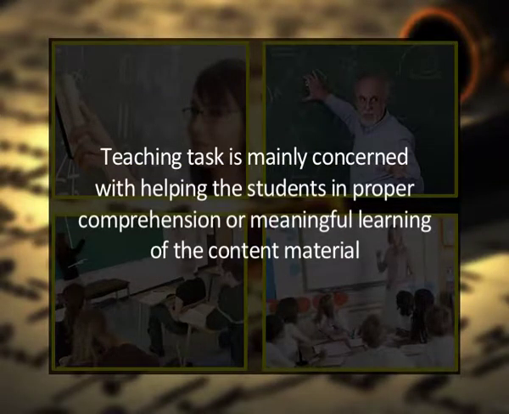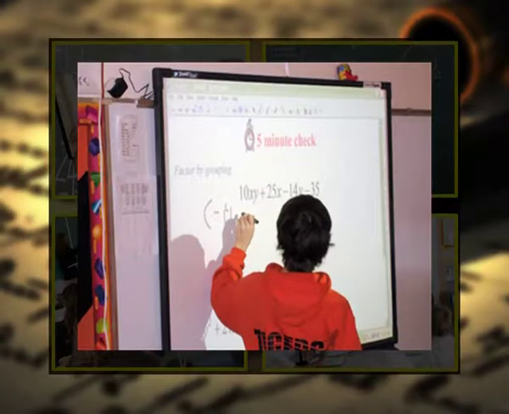The essence expressed in Gage's theory of teaching may be summarized as: the teaching task is mainly concerned with helping the students in proper comprehension or meaningful learning of the content material. They can have proper comprehension if this content material is organized, arranged, and presented in a proper way by following the principles of cognitive learning. The programmed learning material can be cited as an example of such well-structured and organized material.